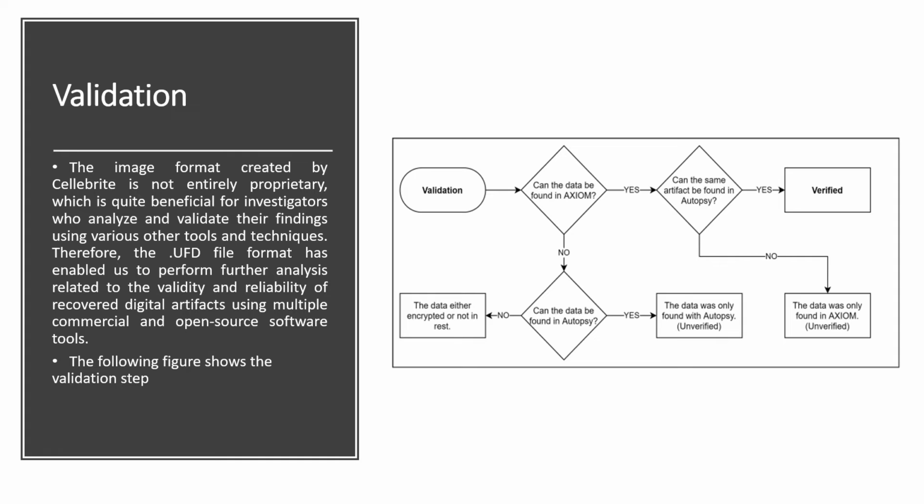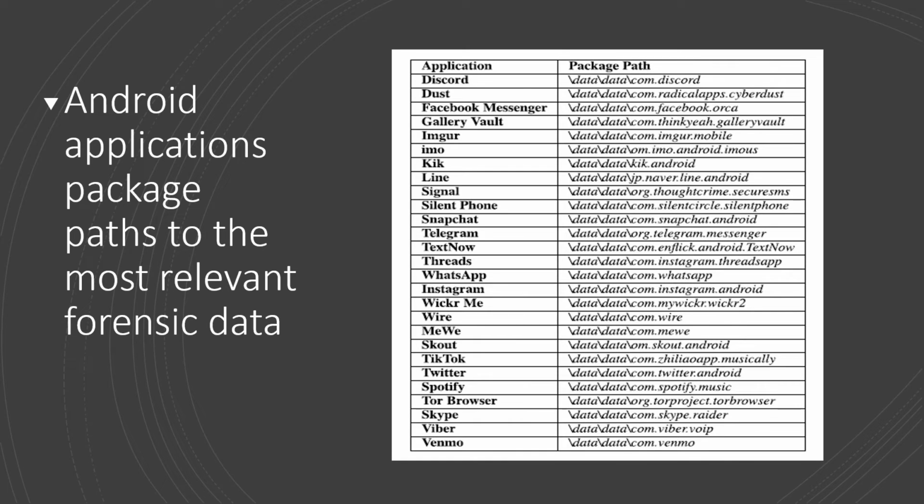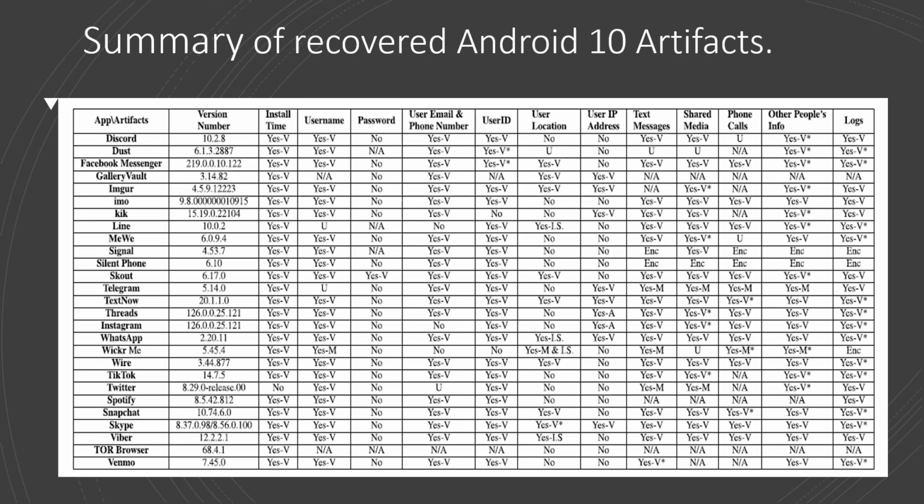In step 3, multiple commercial and open source tools were used to validate the recovered digital artifacts in .ufdr file format. This figure shows the validation steps in detail. This table shows a list of tools that were used for forensic analysis, both free and open source. This table shows the Android apps' package paths of the most popular social apps to relevant forensic data. This table shows a summary of recovered most popular Android apps.